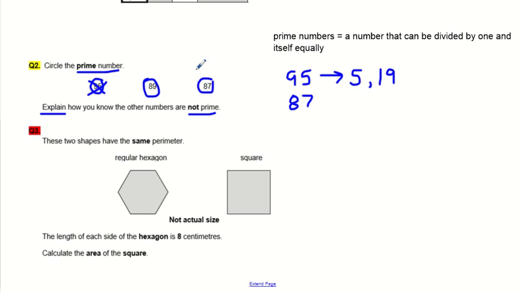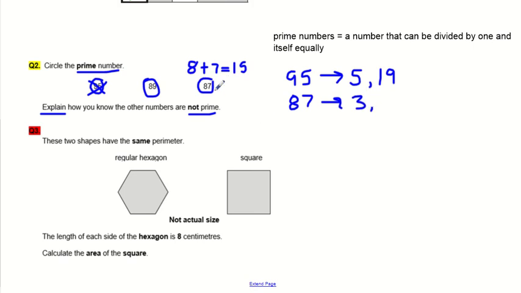Well, there's a little tip here. If you add the 2 digits together, it gives you 15, which is a multiple of 3. 3 times 5 is 15. So therefore you know it can be divided by 3 equally.